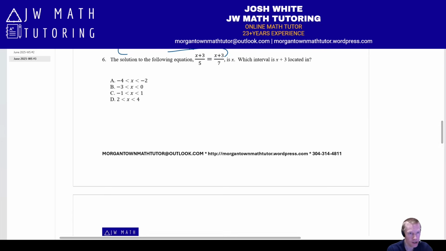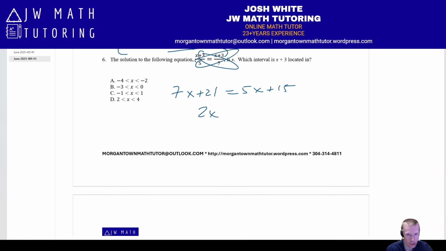So here you have an equation to solve. Basically, what interval is x plus 3 located in? If you want to go ahead and solve this, what you want to do is cross multiply it. 7x plus 21 equals 5x plus 15. And you get 2x equals negative 6, divided by 2, x equals negative 3.